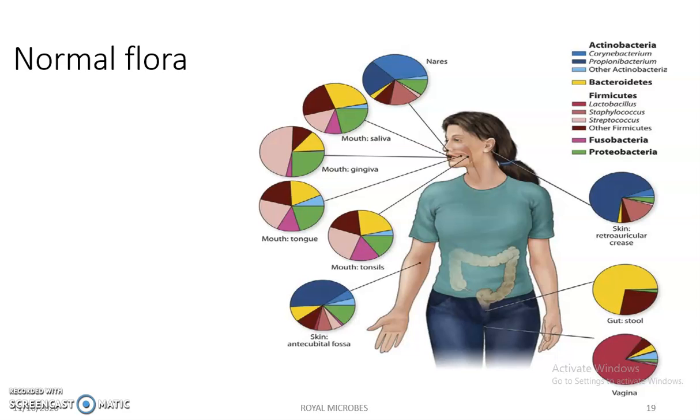Then another important advantage of bacteria is that bacteria are present in our body. Here we can see the different sites with bacteria: in our mouth, our tongue, our tonsils, and in our various body tracts, that is the gastrointestinal tract, urinogenital tract, and respiratory tract, and even on our skin. We can see a large number of microorganisms, that is bacteria, for example Corynebacterium, Propionibacterium, Staphylococcus, Streptococcus, Lactobacillus, Fusobacterium, Proteobacterium, and also fungi. And these all play an important role in our body defense mechanism.